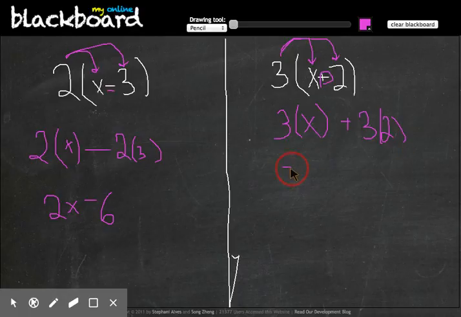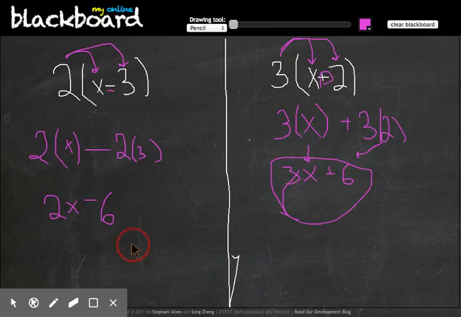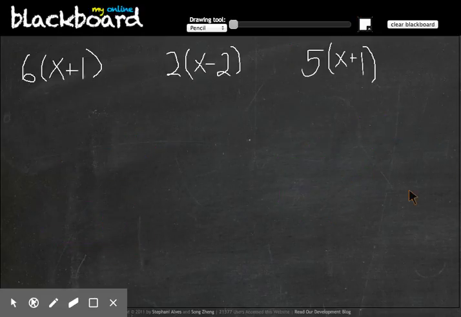3 times x is just 3x. You add, and 3 times 2 is 6, because 3x went to that, 3 times 2 went to 6. So this is your final answer, 3x plus 6. This is called the distributive property. Let's go through some more examples.